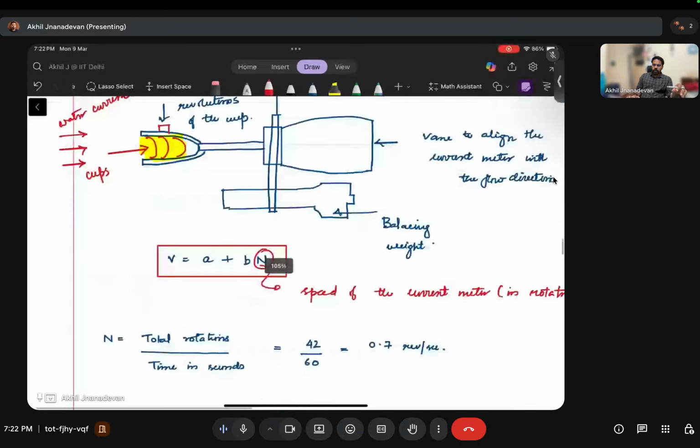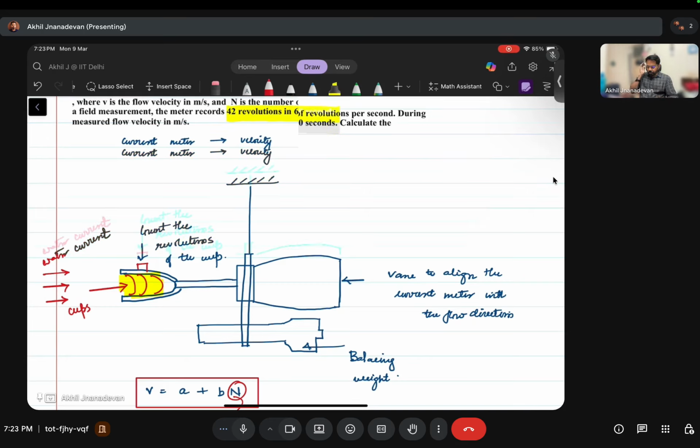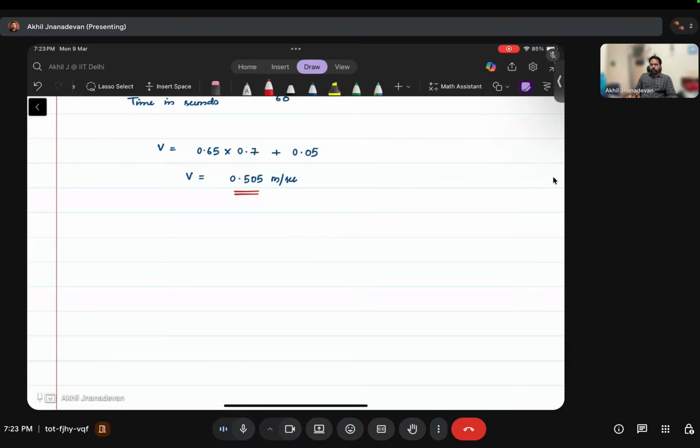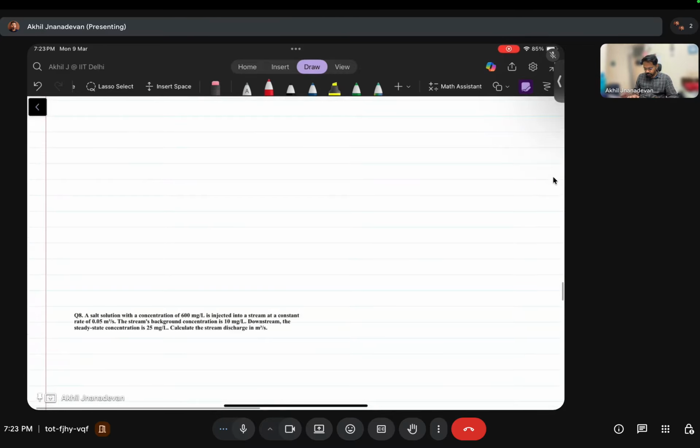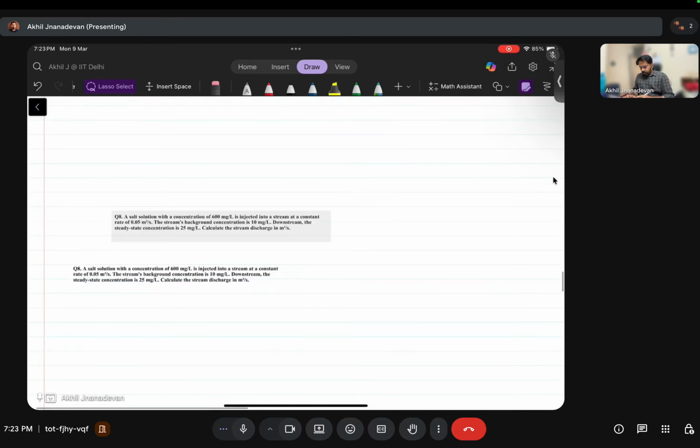This is how we use a calibrated current meter to measure the velocity. We put it against the water current, and count the number of rotations of the cups. Once we have that value, we find n, the number of rotations per second, or the speed of the current meter. Then we put it in the calibration equation that comes along with the specifications of the current meter. If we put those values in, we get the velocity, which comes out to be 0.505 meters per second. So we can move on to the next question.